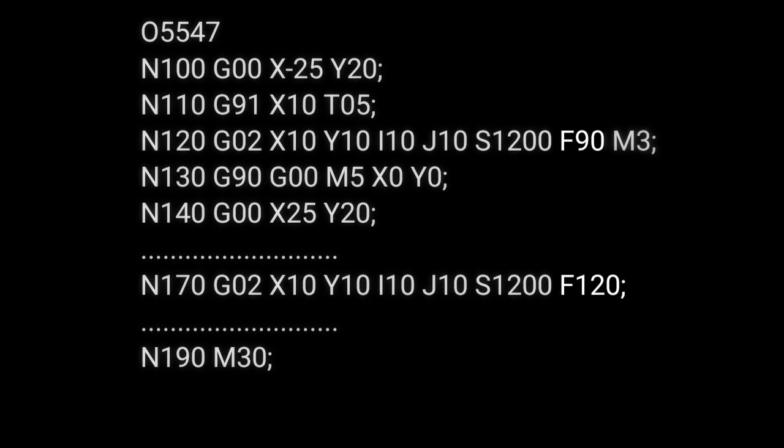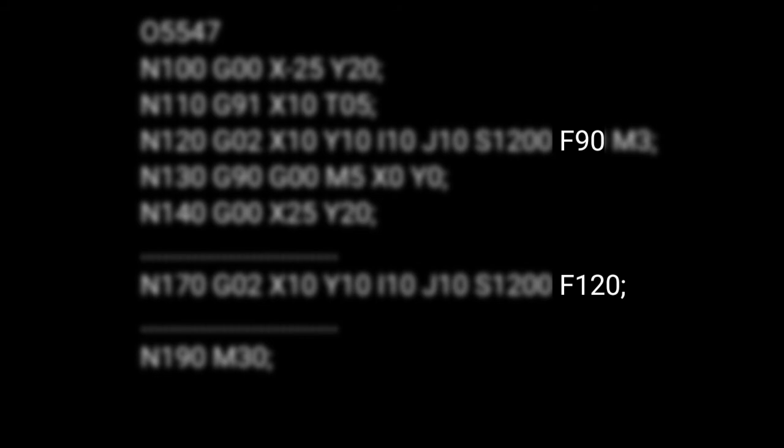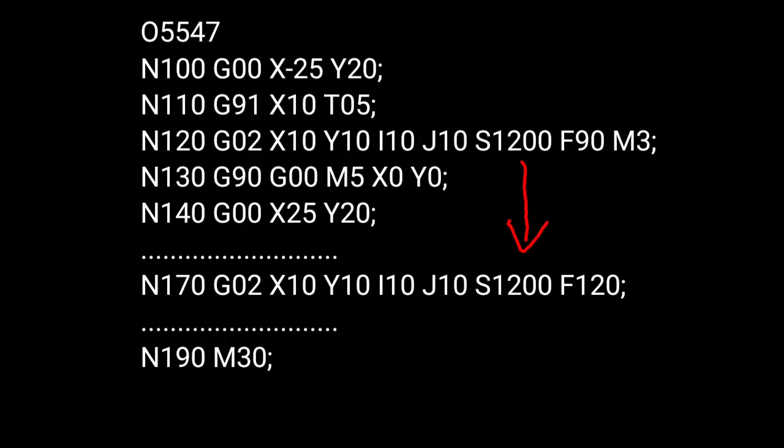The next function is the feed function. This function is used to specify the feed rate. The letter F is followed by the feed rate in mm per minute. For example, F90 indicates the feed rate is 90 mm per minute. Once the feed rate is programmed in a block, it remains in all subsequent blocks until it is replaced by another F value.